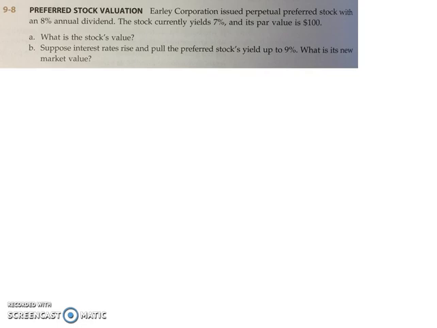Alright guys, let's get some practice in on chapter 9. So what I've done is I've taken problem 9.8, excuse me, out of the text and pasted an image right here. Early corporation issued perpetual preferred stock with an annual dividend of 8%. The stock currently yields 7% and its par value is $100.